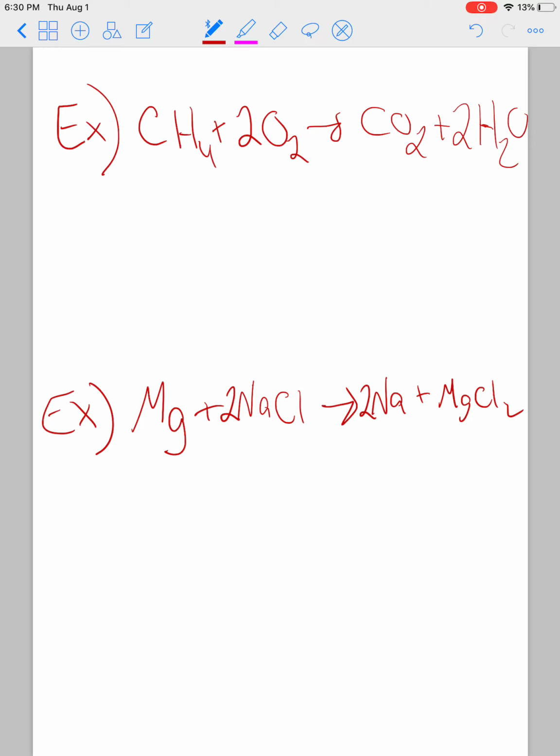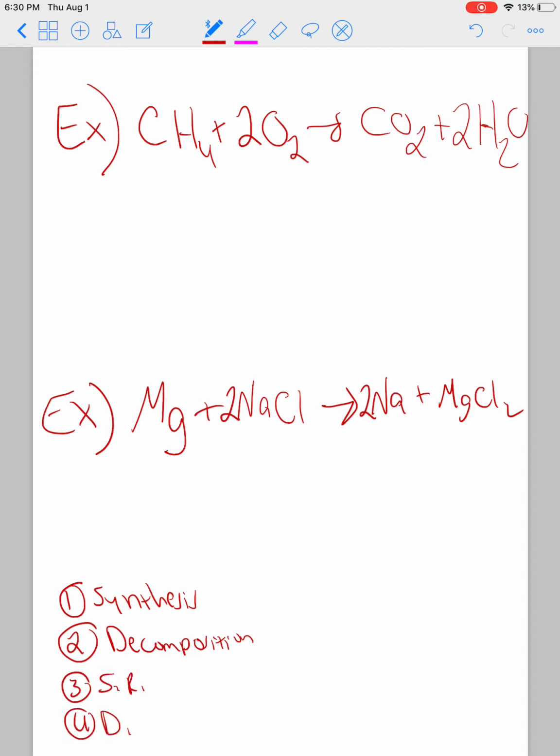Now, if we look at the first example, CH4 plus 2O2 reacts to give you your products, CO2 plus 2H2O. This equation is already balanced for you, and you just need to determine, out of the 5 types, what type of reaction it is. So let's review our 5 types. We have synthesis, decomposition, single replacement reactions, double replacement reactions, and finally our 5th one, combustion reactions.